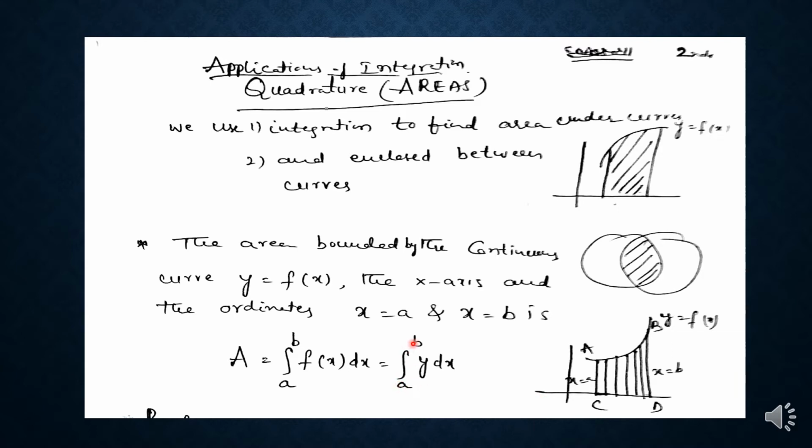To get this formula, area equals the integral from a to b of y dx, let us take a curve y = f(x). Let us call this AB, and this is the x-axis. Now take x = a and x = b. If we divide this area into small parts by taking the width h, we will get some rectangular forms here.